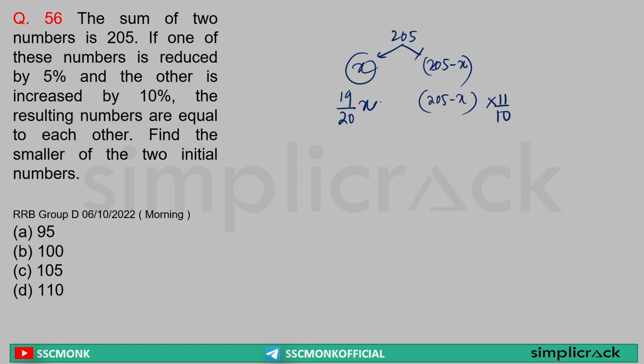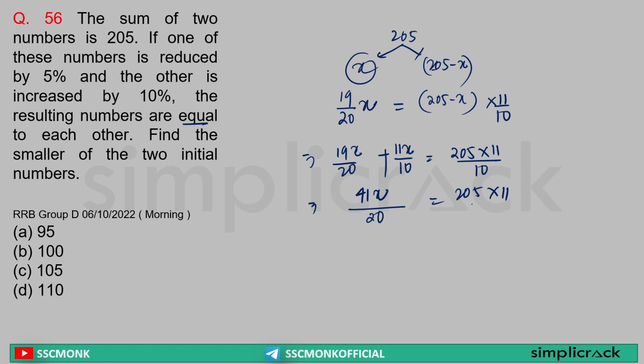Yes or no? The resulting numbers are equal to each other. That means this value is equal to this value. That means 19x by 20 is equal to 205 minus x into 11 by 10. Or I can write 20 here as the LCM. 19 plus 22. So it will be 41x is equal to 205 into 11 by 10.